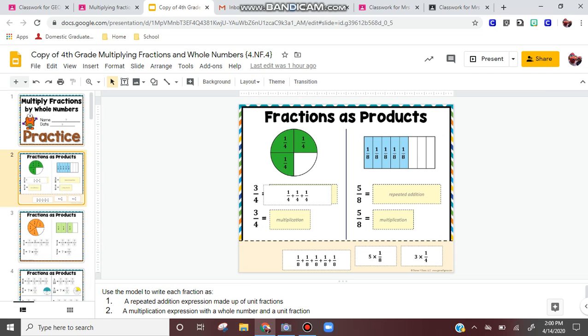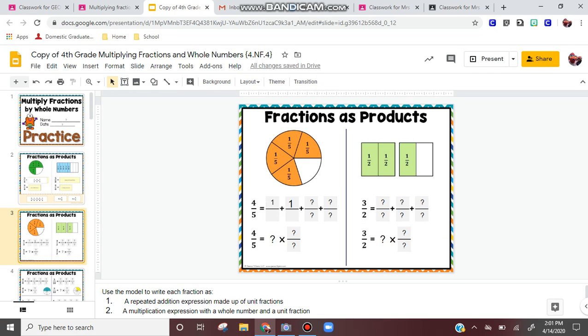So for the first slide, it's a repeated addition with fractions. So 1/4 plus 1/4 plus 1/4 is 3/4. So you just click and drag and drop it where it belongs. So that is the first slide. This third slide is fractions as a product. So it's again some repeated addition with fractions.